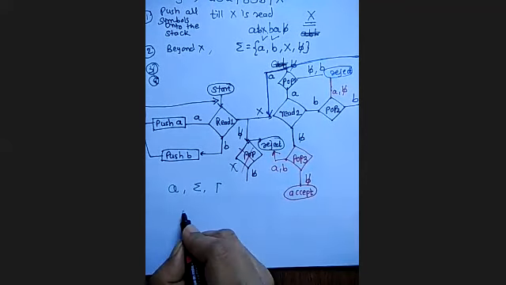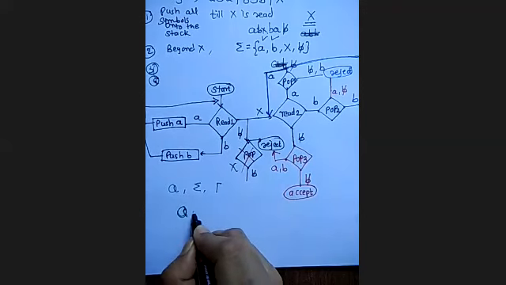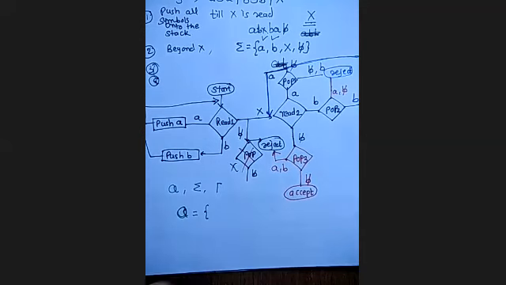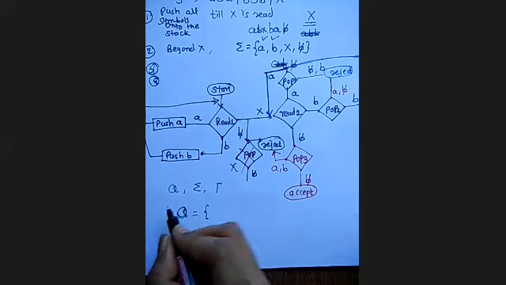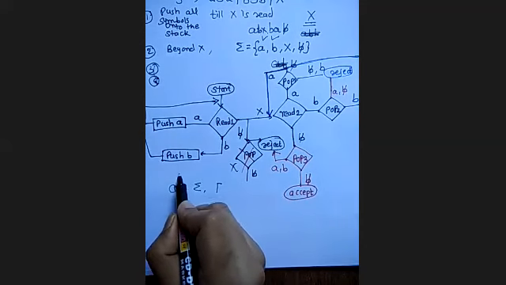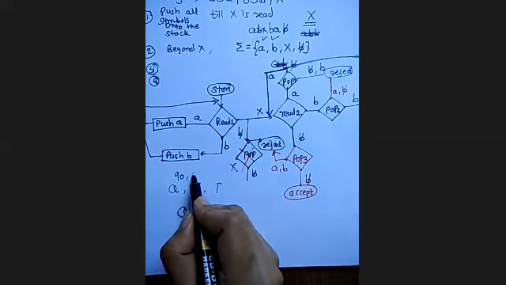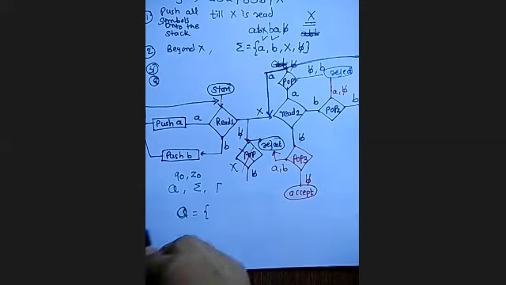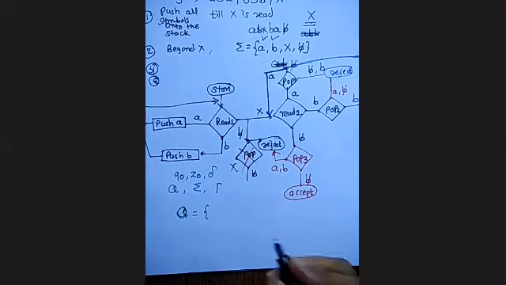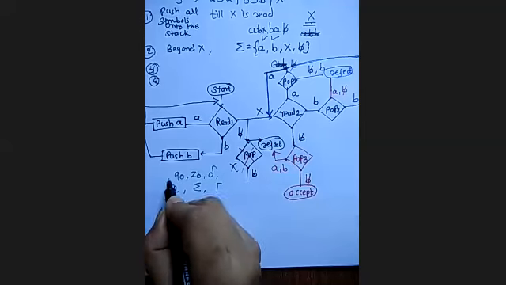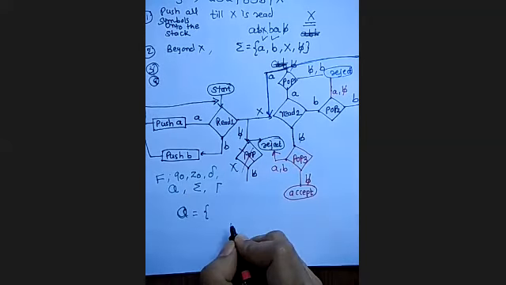Okay, so what is your Q now? Q is the finite set of states. How many states are there? A PDA is denoted by 7 tuples: Q, the input alphabet, the stack alphabet, Q0 which is the initial state, Z0 which is the stack top symbol, the transition function, and what remains? The set of final states. Okay. So what is Q here?